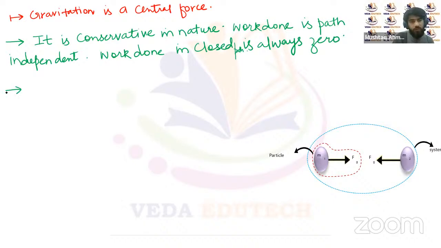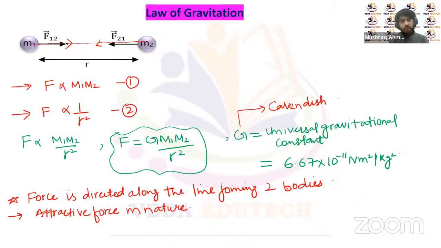And the third point is that gravitational force always forms an action-reaction pair, or we can say it follows Newton's third law. It means that if force F12 is the force on mass M1 because of mass M2, then the same amount of force will be on M2 because of mass M1, that's F21, and it will be directed opposite in direction. So it follows Newton's third law.